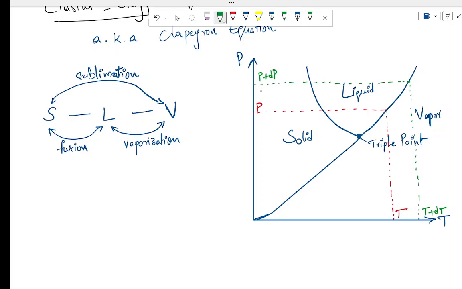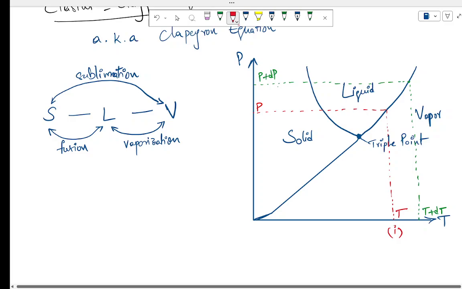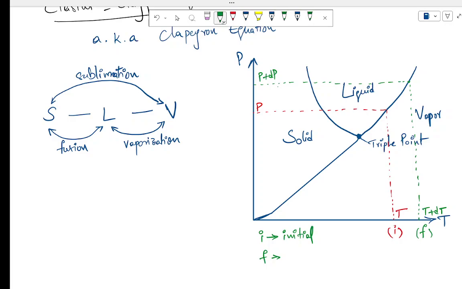I would like to account for this differential change here. So this being my initial state and this being my final state, initial and final. I represents initial, F represents final states. So from my initial to final, the process is happening here.